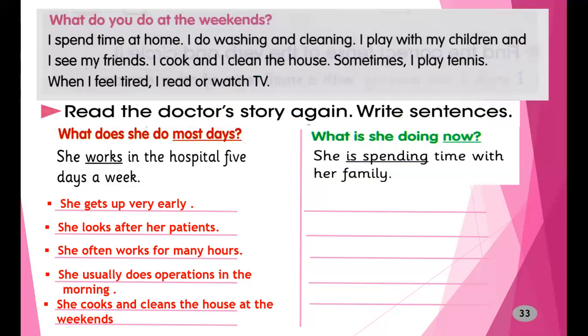Now on the right, we should write sentences in the present continuous. What is she doing now? ماذا تفعل الآن؟ She is spending time with her family. لاحظ يجب استخدام am, is, are بعد الفاعل ومن ثم verb with ing. إذا كان الفاعل I أستخدم am. إذا كان الفاعل he, she, it we use is. If the subject pronoun is they, we use are. بعدها راح يكون عندي verb with ing.